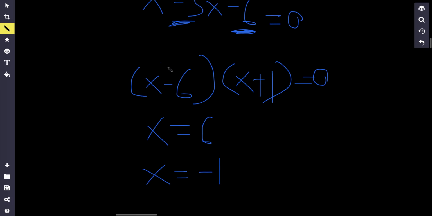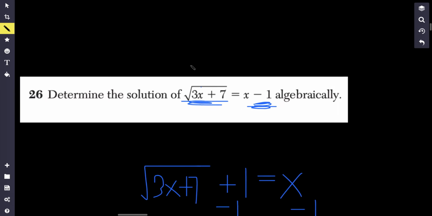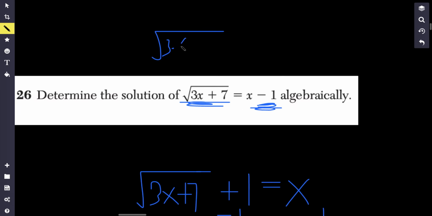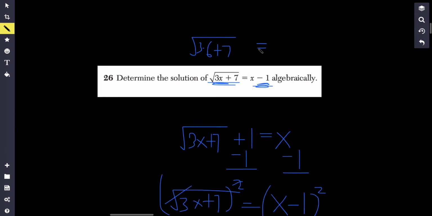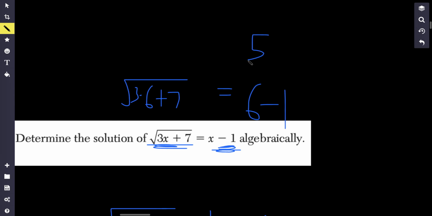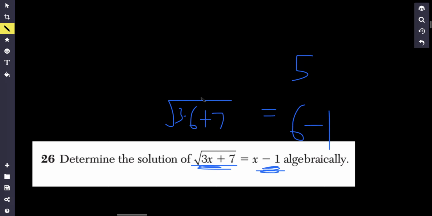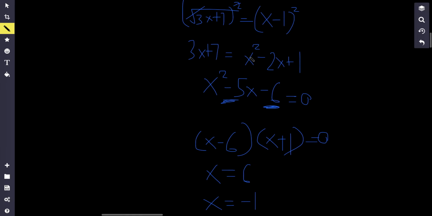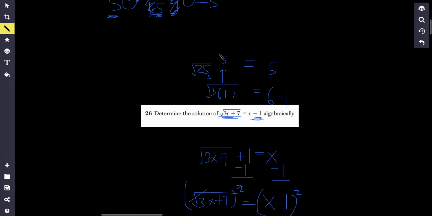This looks better. Okay, so now if I plug in 6 for x, I get the square root of 3 times 6 plus 7 is equal to 6 minus 1. All right, so 3 times 6 plus 7 is 25. The square root of 25 is equal to 5. So because this is the square root of 25, which is equal to 5, and 5 is equal to 5, this is correct. Let's plug in -1.